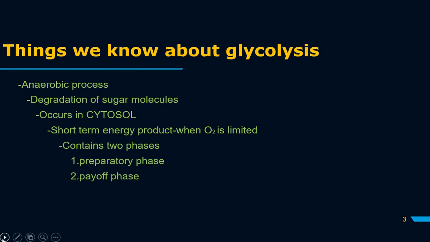When does this process take place? So when ATP is getting depleted, we need some energy to feed our body. So it is an energy producing cycle. When O2 is limited or ATP is limited, this glycolysis cycle takes place, and this glycolysis is divided into two phases. The first 5 steps are the preparatory phase and the next 5 steps are the payoff phase.